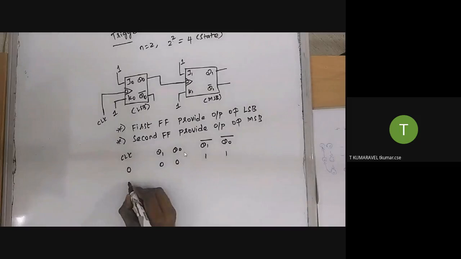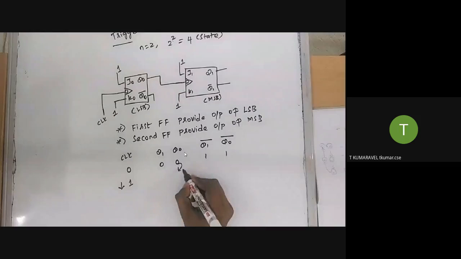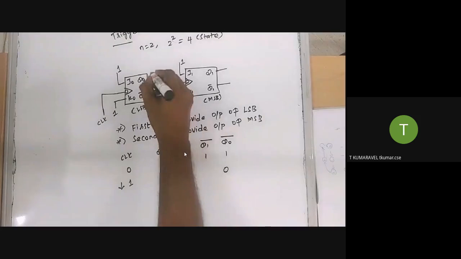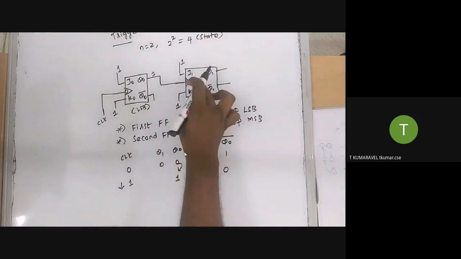First, I am going to provide the negative clock edge. Whenever the negative clock edge is provided, what is the previous state of the flip-flop? It is 0, so it's going to toggle. Toggle in the sense of the complement of the previous state, so Q0 becomes 1. And Q0 bar is nothing but 0. The 1 is what it produces, and this is the input for the next clock pulse.